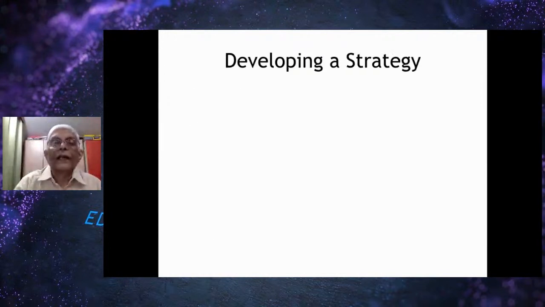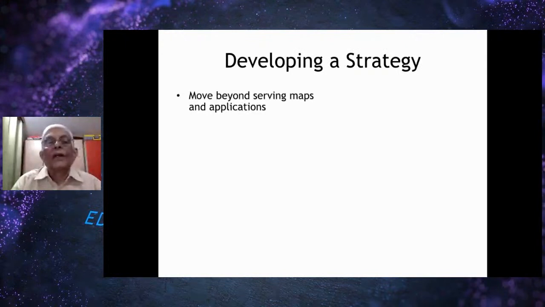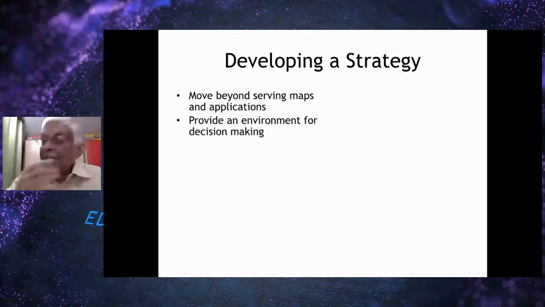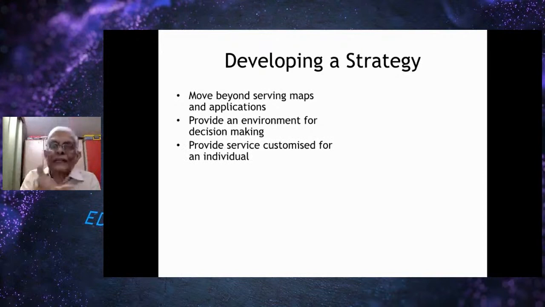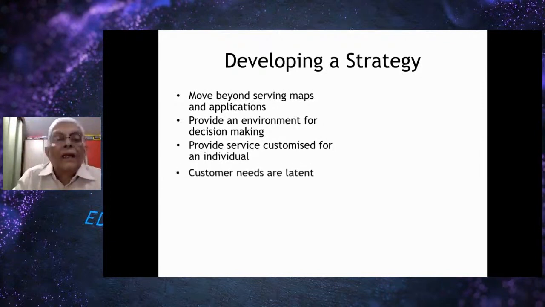So how can you do that? How do you develop a strategy, therefore? You develop a strategy by starting to look beyond just serving up maps and applications on a server. What you start looking for is really the decision making that people have to do. And then you customize your service so that it can make sense even to one individual, right?